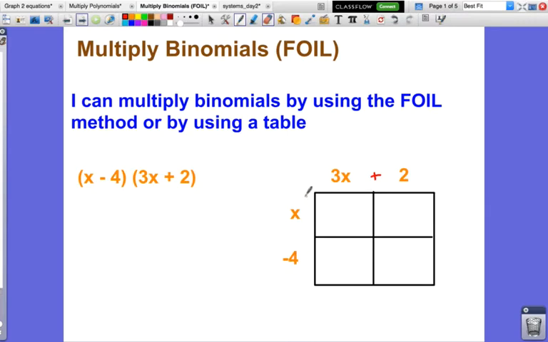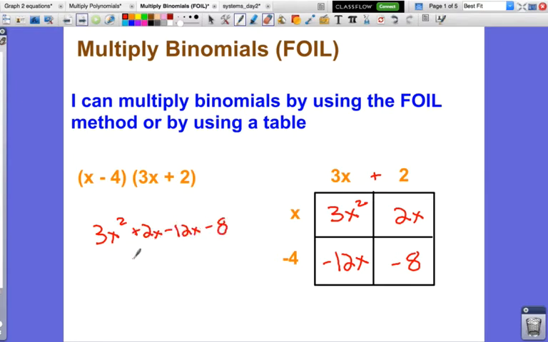And all I'm doing is multiplying. In this box, I'm going to multiply x times 3x. So x times 3x gives 3x squared, because x times x is x squared, and then I still have my coefficient. x times 2 is 2x. Negative 4 times 3x: negative 4 times 3 is negative 12, and then keep the x. And then negative 4 times 2 is negative 8. So I'm going to write out all the pieces I have: 3x squared, a positive 2x, a negative 12x, and a negative 8.